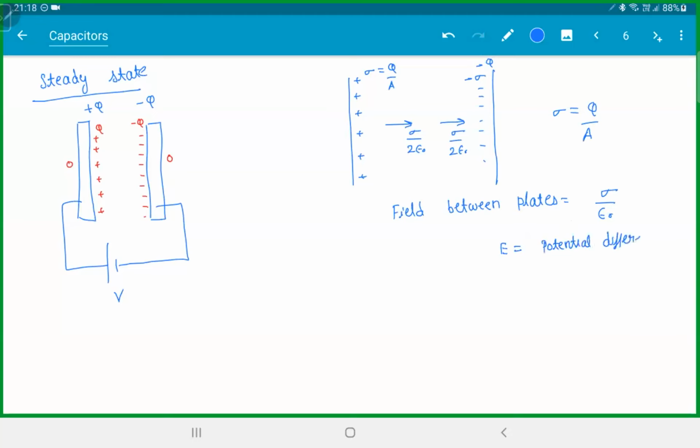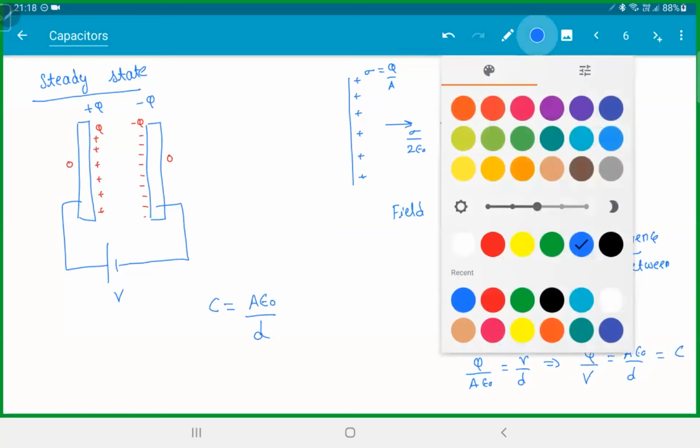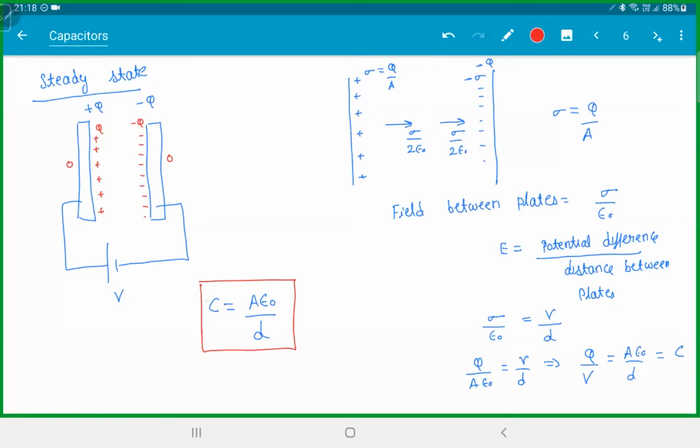E is dV by dr. In this case, since E is uniform, you can directly write it like this. Sigma by epsilon, potential difference between the plates is V, distance is D. Sigma is nothing but Q by area, equal to V by D. So from here we get Q by V is equal to A epsilon by D, which is nothing but C. So we proved the capacitance of two parallel plates: the proportionality constant C is given by A epsilon by D. This is your second result after Q is equal to CV.